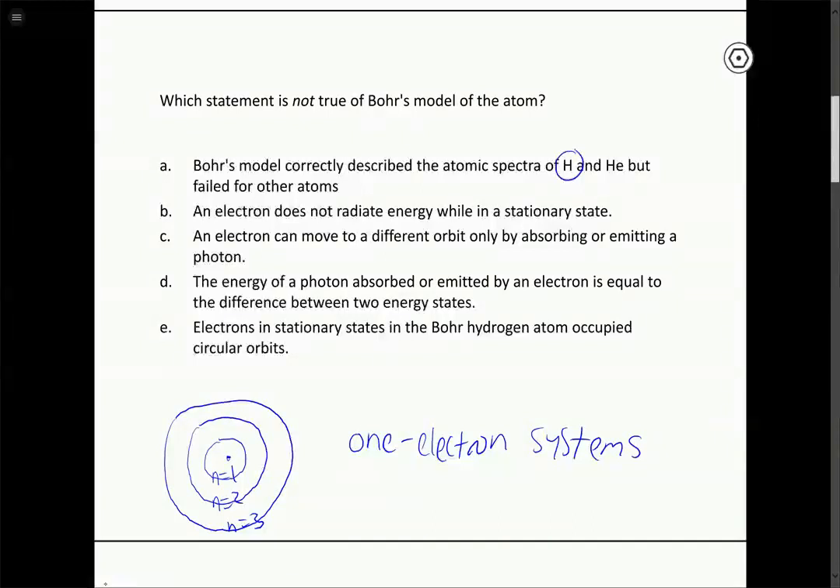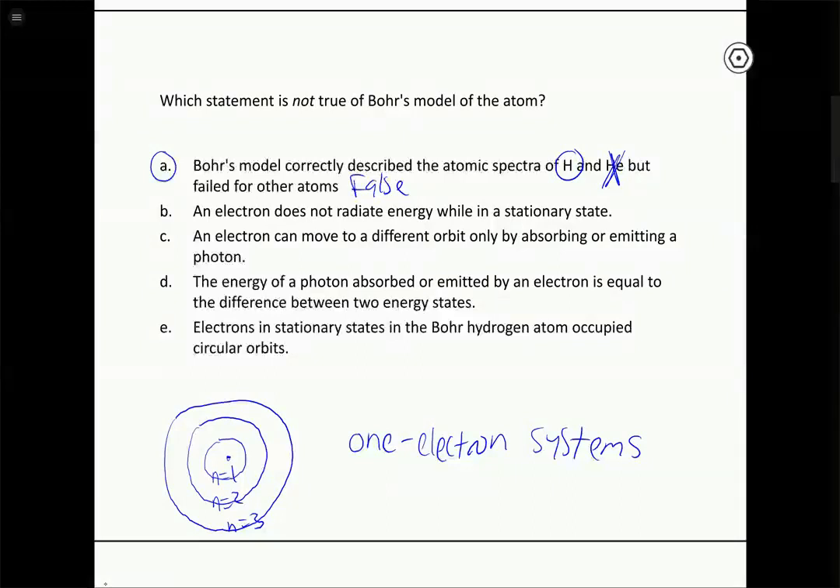Which means the only neutral atom that the Bohr model works for is hydrogen, but it won't work even for helium, which only has 2 electrons. So it would work for He+, which is helium with only 1 electron and a net positive charge. But this one would only work for hydrogen, so this is going to be the one that's not true. So this is likely our answer choice, but we do want to still go through the rest of these to make sure.